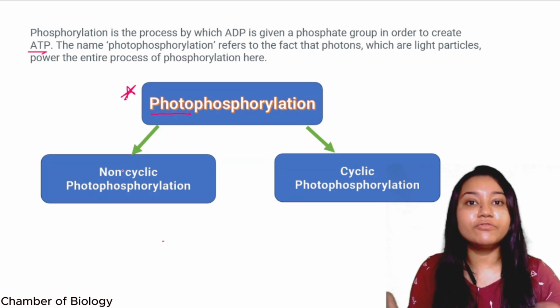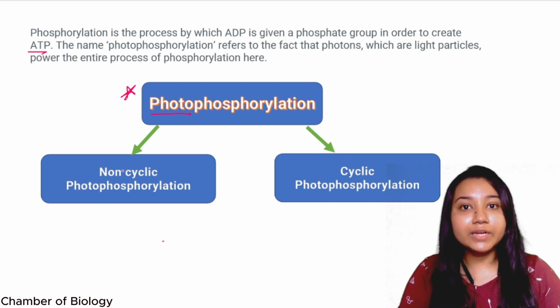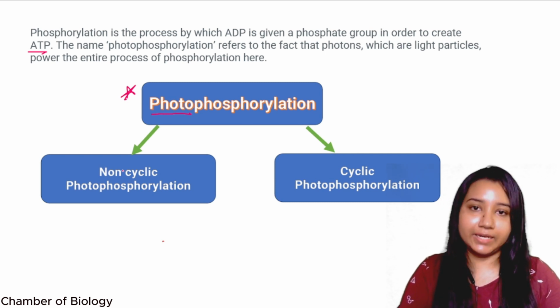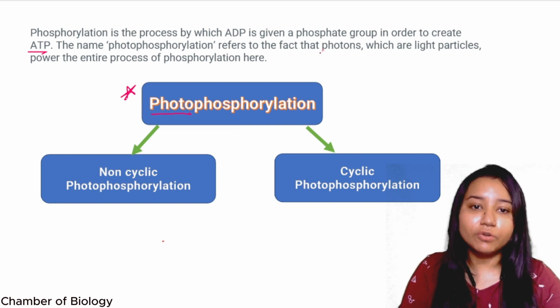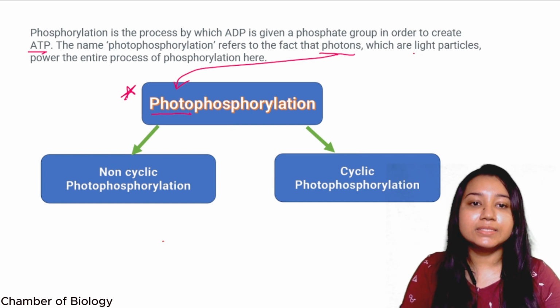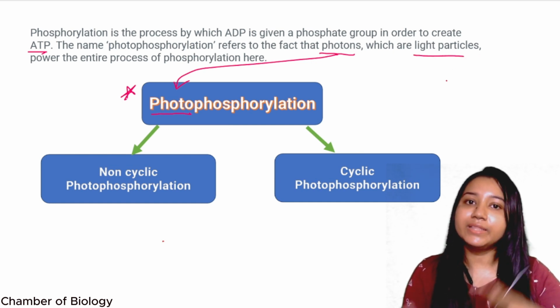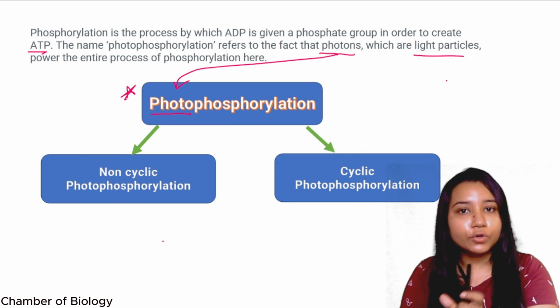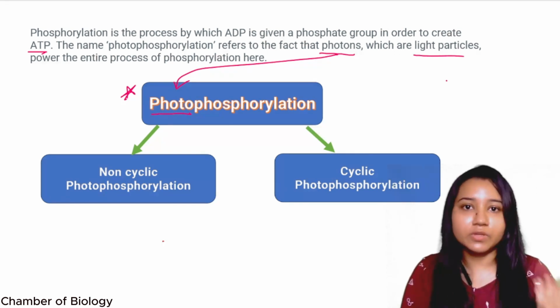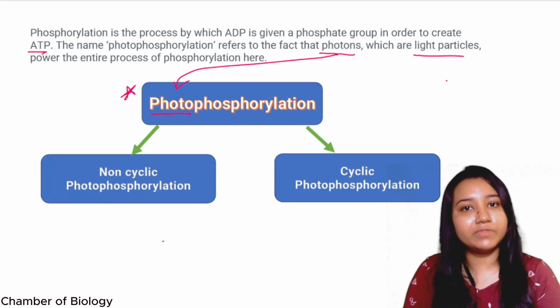So why is this word photo added? Because here photosynthesis is happening. They are using the light energy, and using the light energy there will be synthesis of ATP. That is why the word photo, that is the photon, the light particle, is powering the entire process. That is why photophosphorylation, because ATP is synthesized with the help of light.